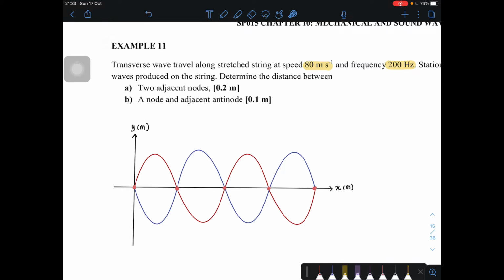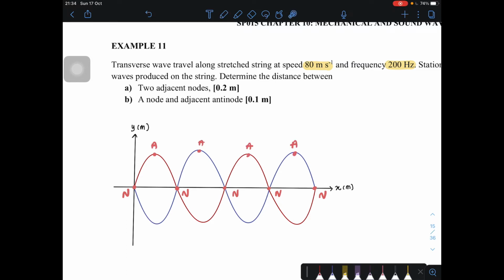Okay, so nodes adalah di mana titik waves tu overlap. So kalau kamu tengok dekat sini, ni adalah titik di mana kedua-dua wave ni bertemu. So this is what we call as nodes. Dan antinode adalah titik di mana wave tu tidak bertemu. So dekat sini mereka tidak bertemu. So this is antinode.